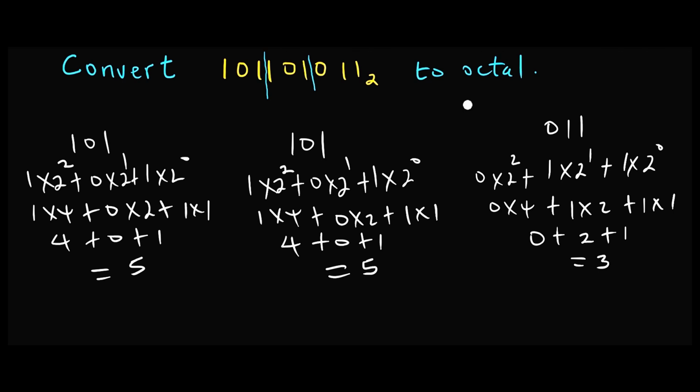Then the next step would be to just combine these three into one number so that we have 5, 5, 3, base 8.